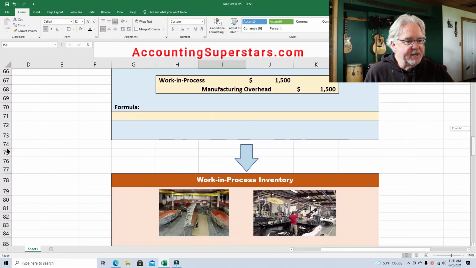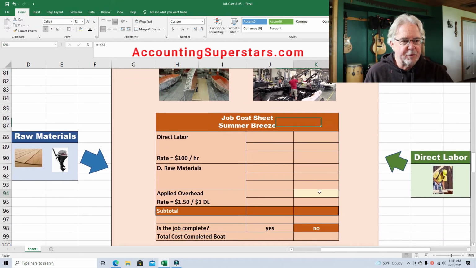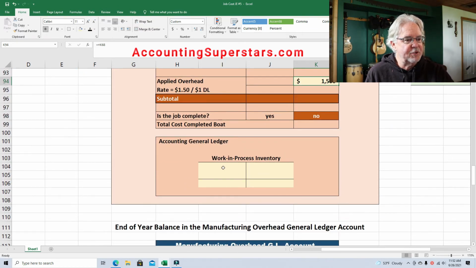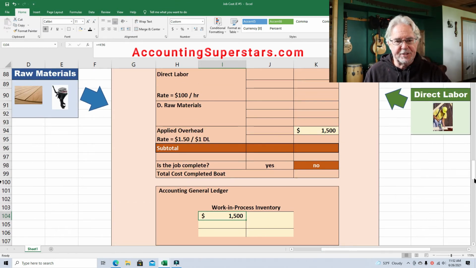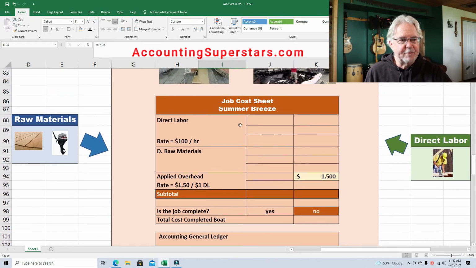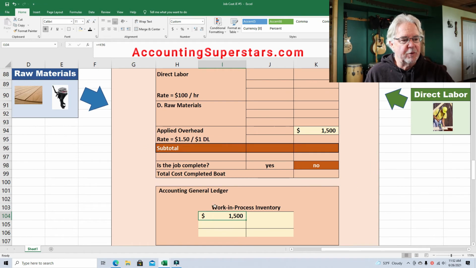All right, so coming down here, we're going down to the work in process. This applied overhead, we're applying it to a job. There we are. And then the work in process inventory has got to be updated for that applied overhead, so $1,500. There you go. Because the work in process inventory account and these job cost sheets need to match. At the end of the day, whatever these job cost sheets add up to, that's what the work in process should add up to. The job cost sheets support the work in process inventory.